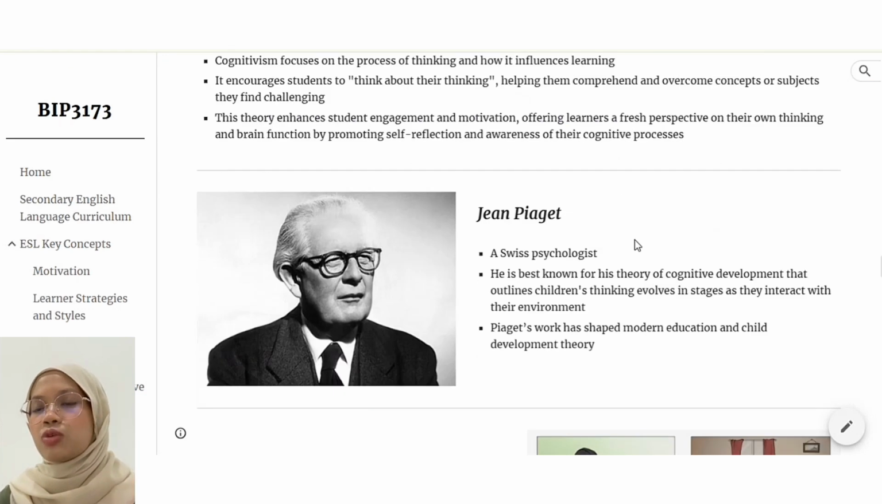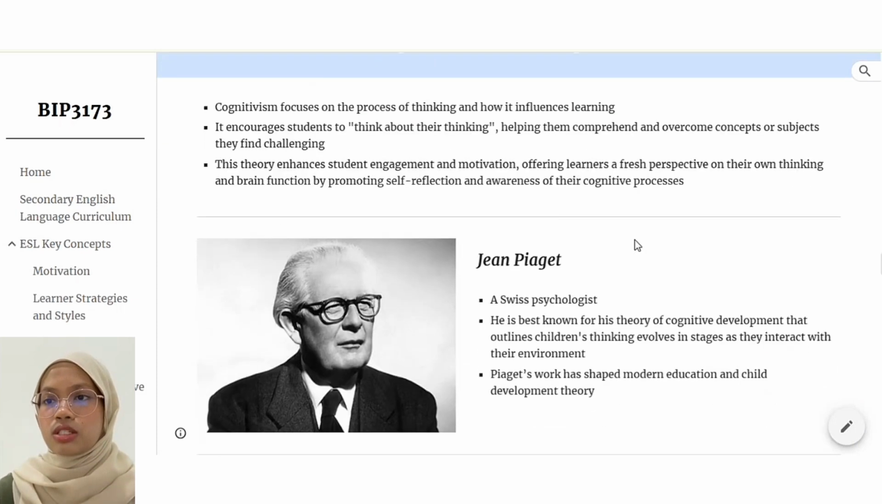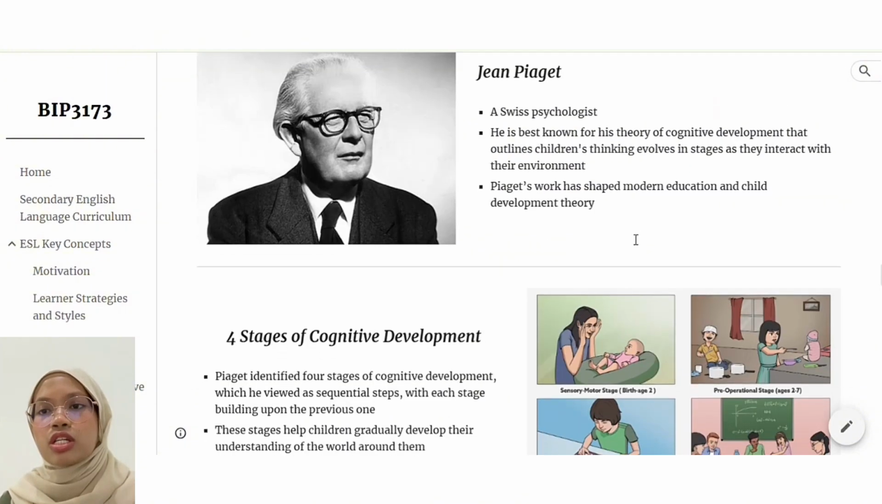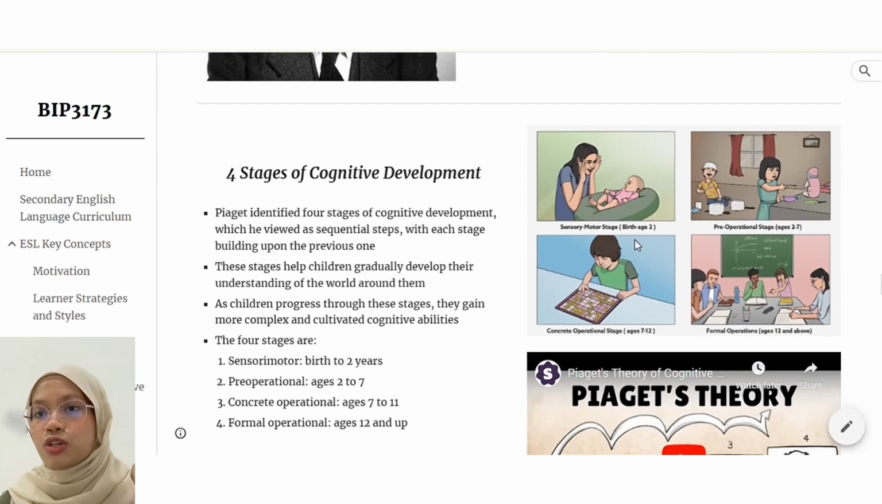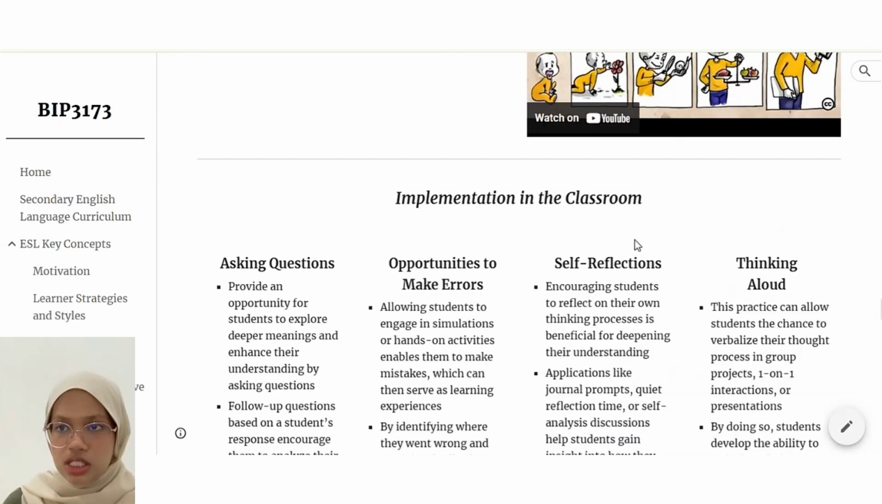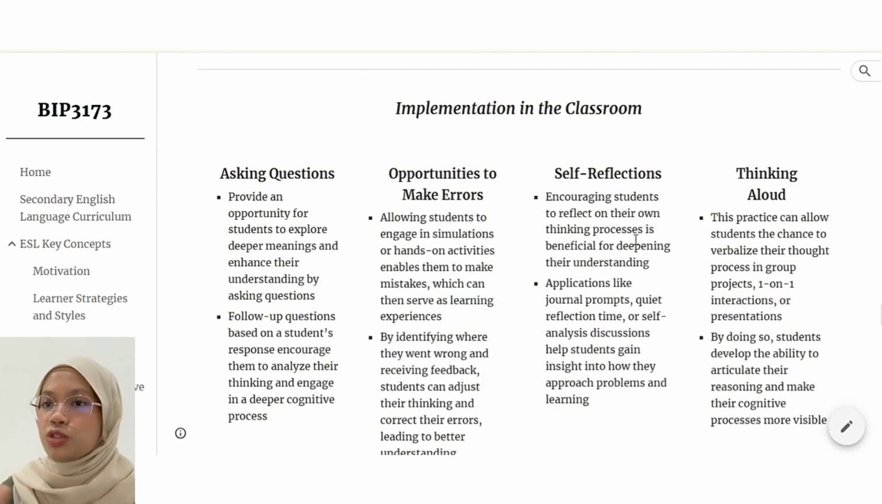This is Jean Piaget, who is a Swiss psychologist and the founder of cognitivist theory, and he is best known for his theory of cognitive development that outlines how children's thinking evolves in stages as they interact with the environment. These are the 4 stages of cognitive development that he has constructed, which he viewed as sequential steps whereby each stage is building upon the previous one. These stages help children gradually develop their understanding of the world around them. And as children progress through these stages, they gain more complex and more enhanced cognitive ability. Teachers can implement this particular theory in the classroom by asking questions, giving opportunities to make errors, self-reflection, and thinking aloud.